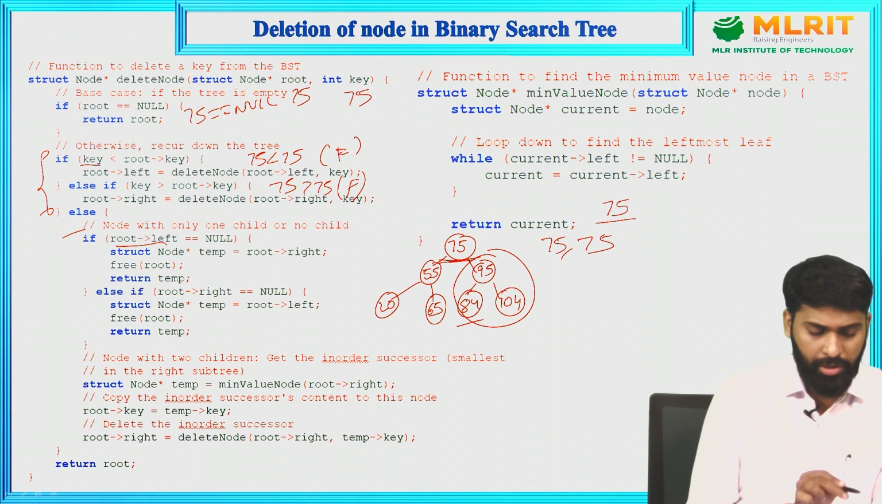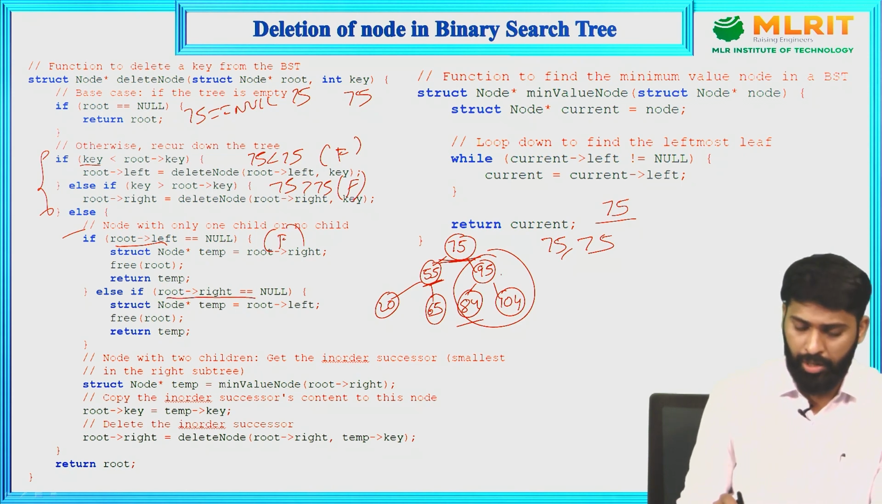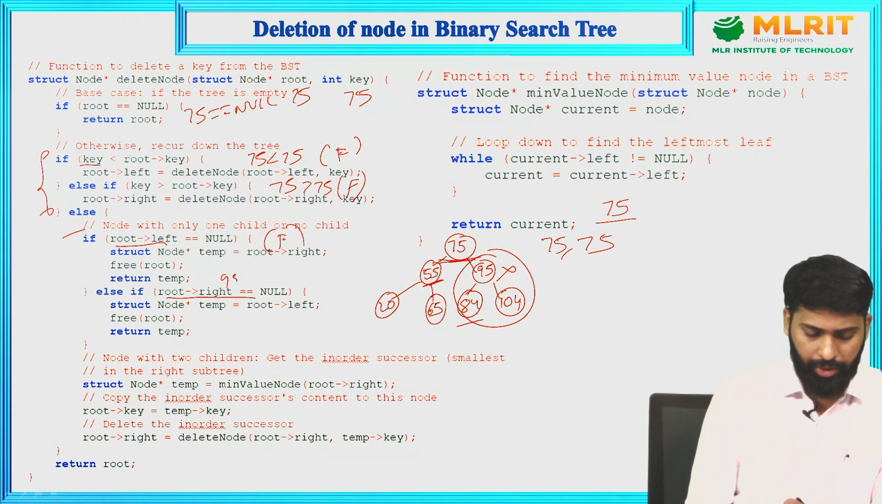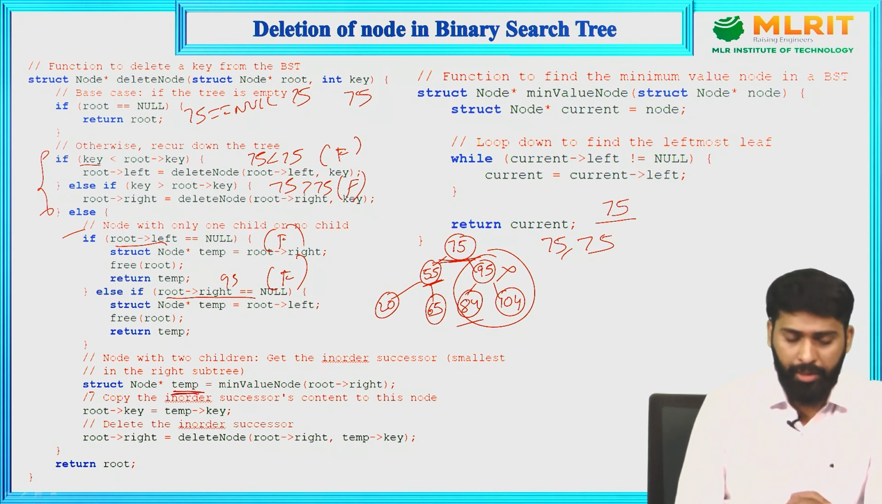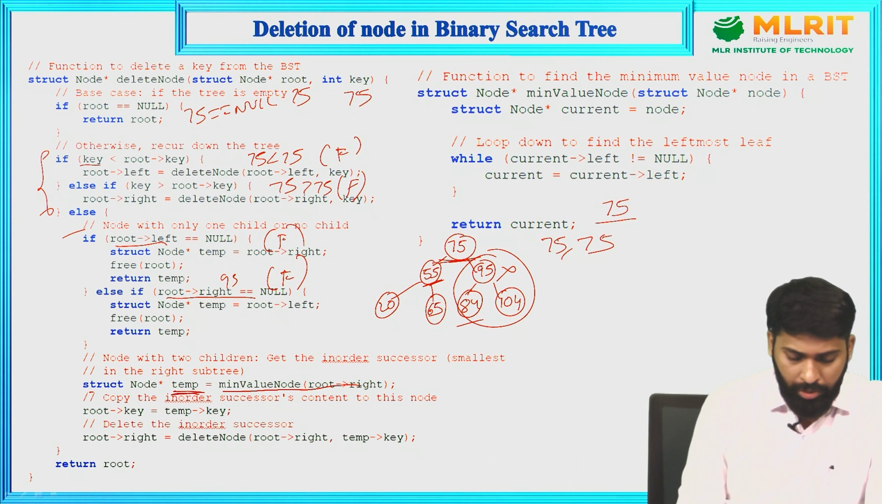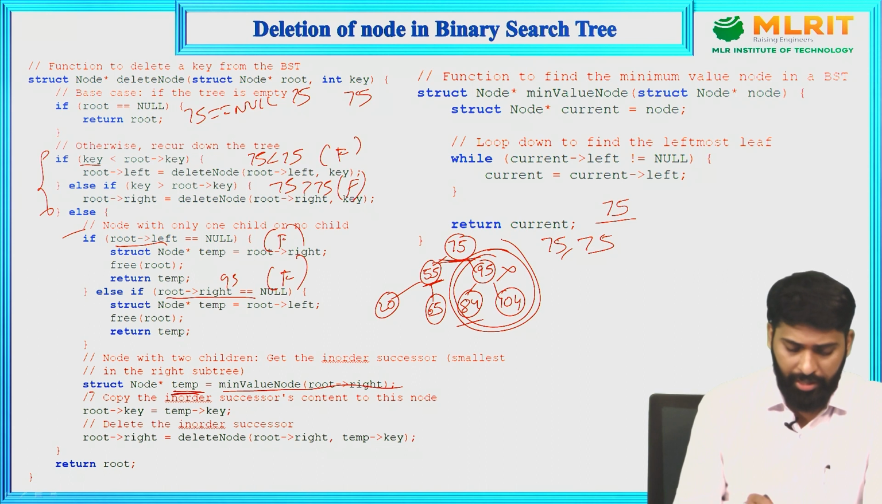Now root arrow left equals to null. No, this will be false. It have 55. So root arrow right equals to null. No, it is 95. So both the conditions are false. Then we move to here. Here I am taking one variable temp equals to minimum value node of root arrow right. So how to identify the successor? Move to right side. So here I call one function min value node, with root arrow right.